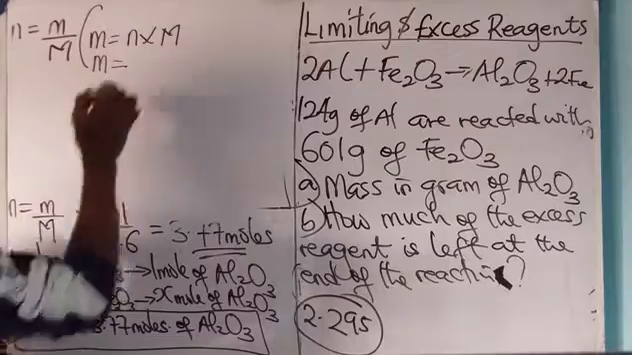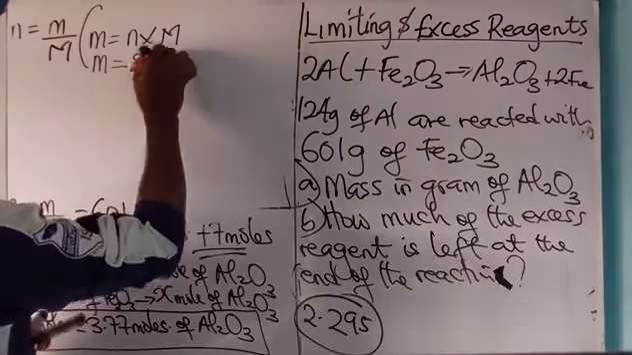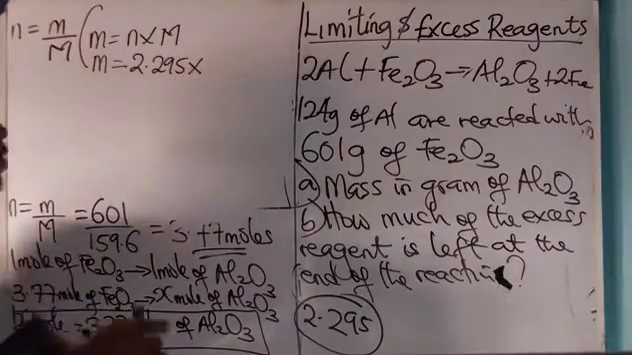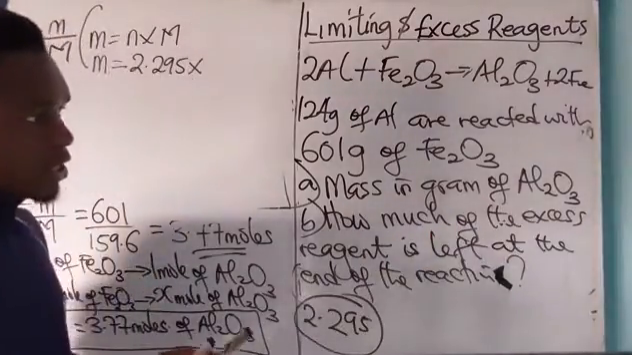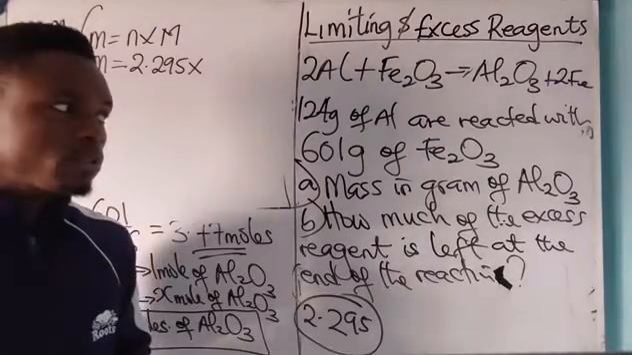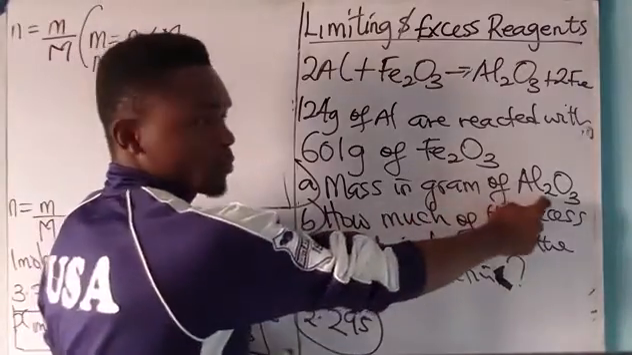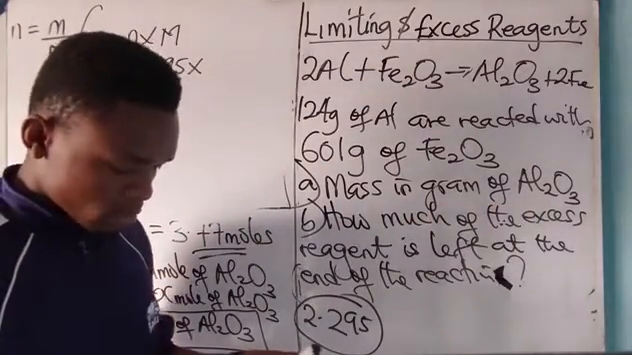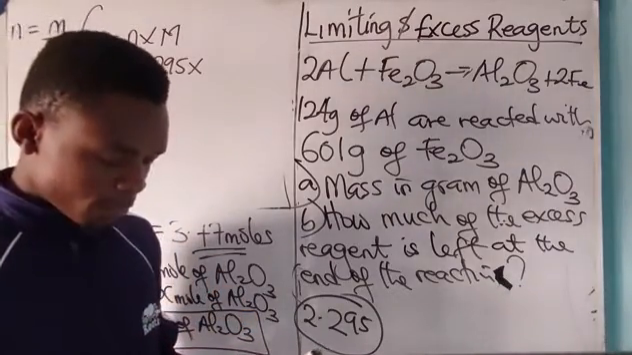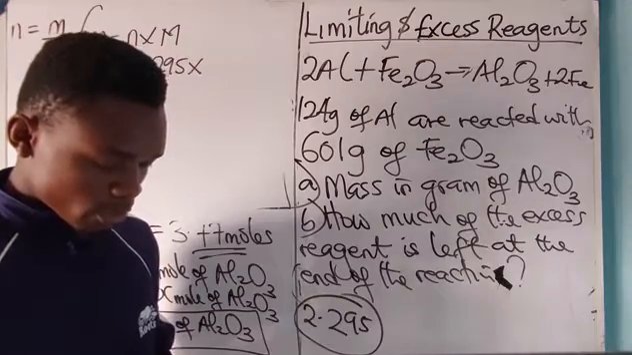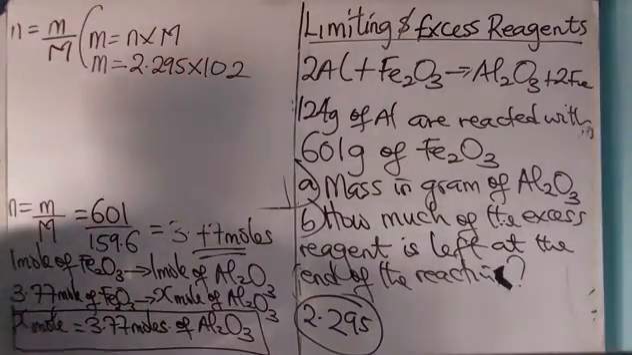So mass equals the number of moles of the limiting reagent, which is 2.295, times the molar mass of aluminum oxide. So let's check. Aluminum is 27, times 2. You see, it has subscript 2, which means that is 54. 27 times 2 is 54. 54 plus 48 equals 102.